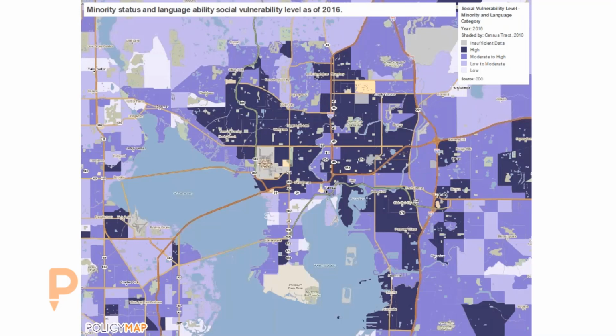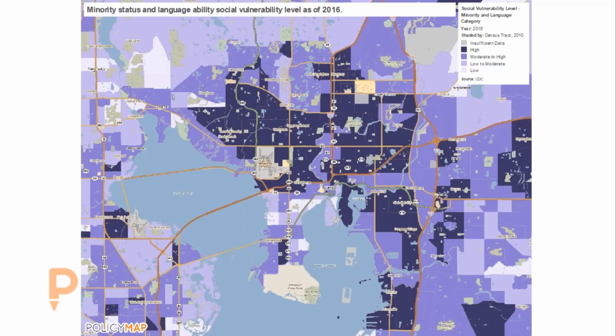The next example is minority status and language ability social vulnerability level. And again, the darker concentrations, the areas of darker purple, would be the high vulnerability. And it includes populations that identify as a race or ethnicity other than non-Hispanic white, and population over the age of 5 that speak English less than well.